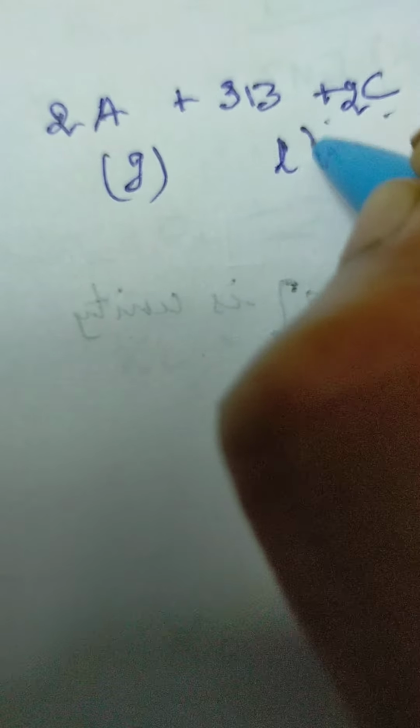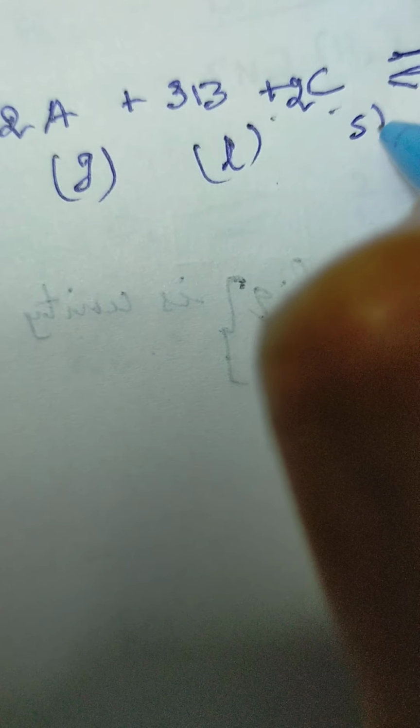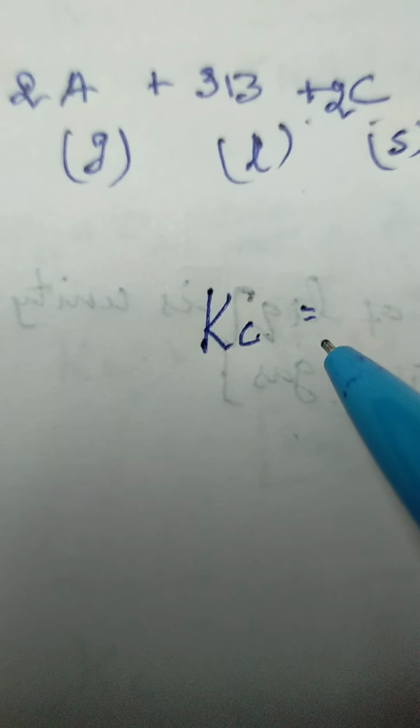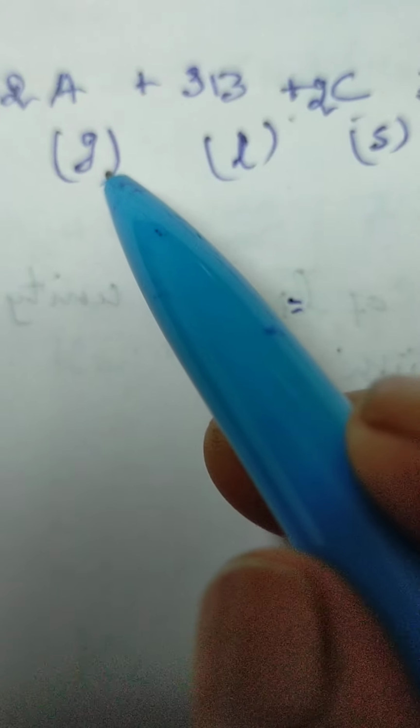Here the reactants are in which state? The first one is in gaseous state, the next one is in liquid state, the next one is in solid state. Both the products are in gaseous state. So first we have to write the equilibrium constant Kc. How to write it? Kc is equal to product by reactant. Kc is for liquid and gas.